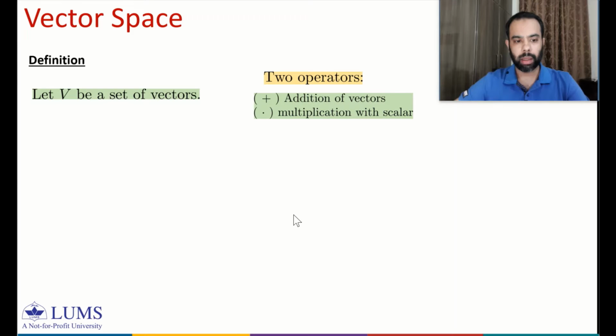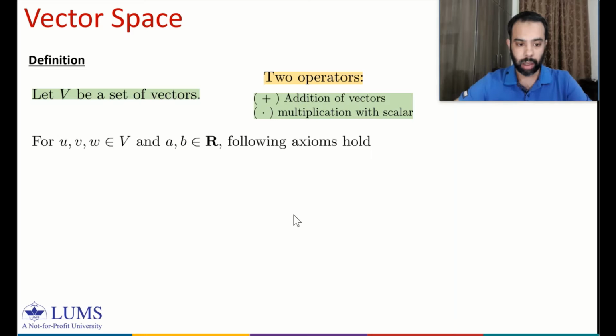So we say this set of vectors V is a vector space if we take three members of V, u, v, w, and two scalars a, b that belong to the set of real numbers, and the following axioms hold. So let's talk about these axioms.